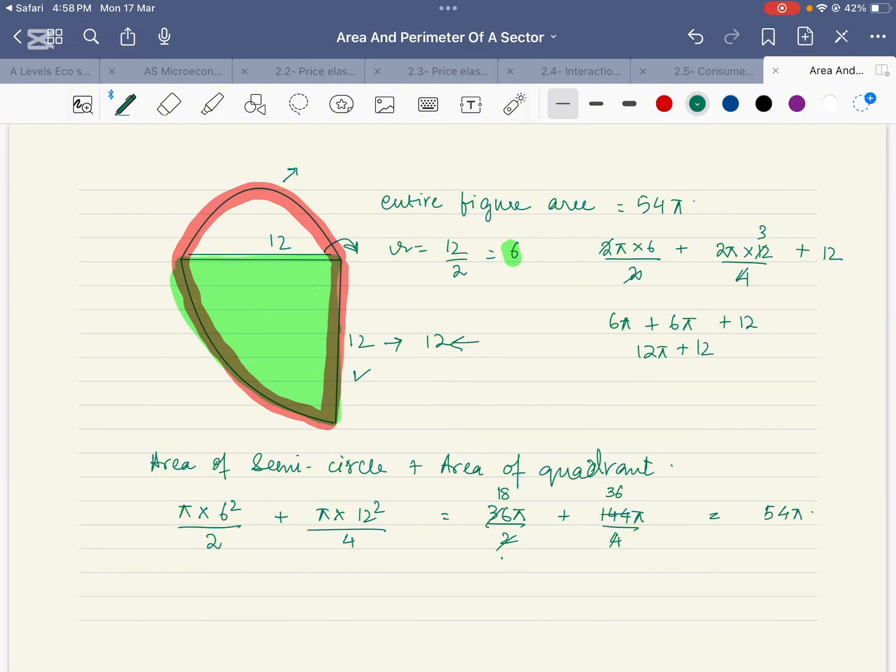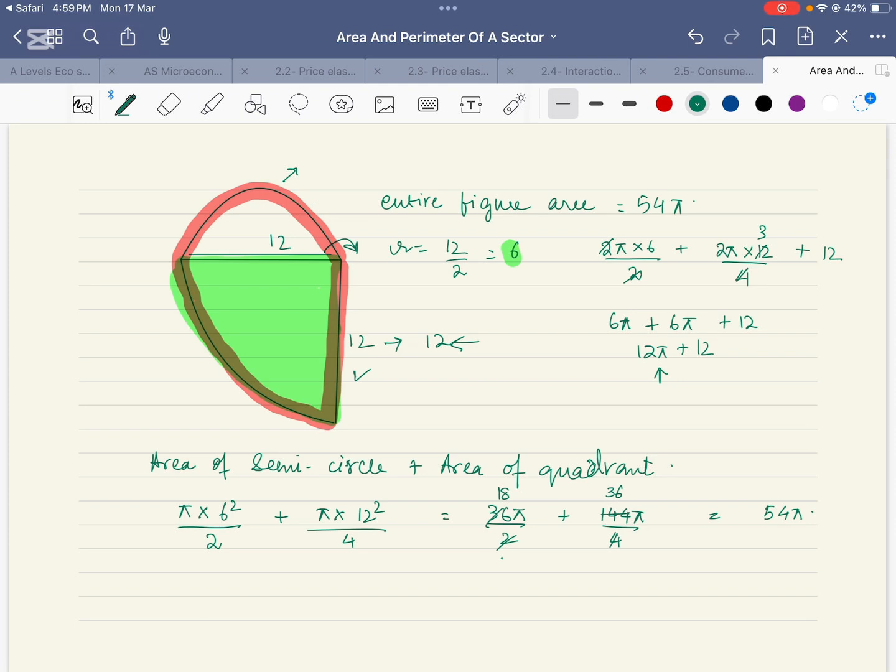The question is, why am I leaving everything in pi? Because right now I'm not using a calculator. If the question asks you to leave the answer in pi, then you can leave it over here. If the question is in paper number 2, then of course you have a calculator in your hand. You can easily put this in the calculator and find the answer.